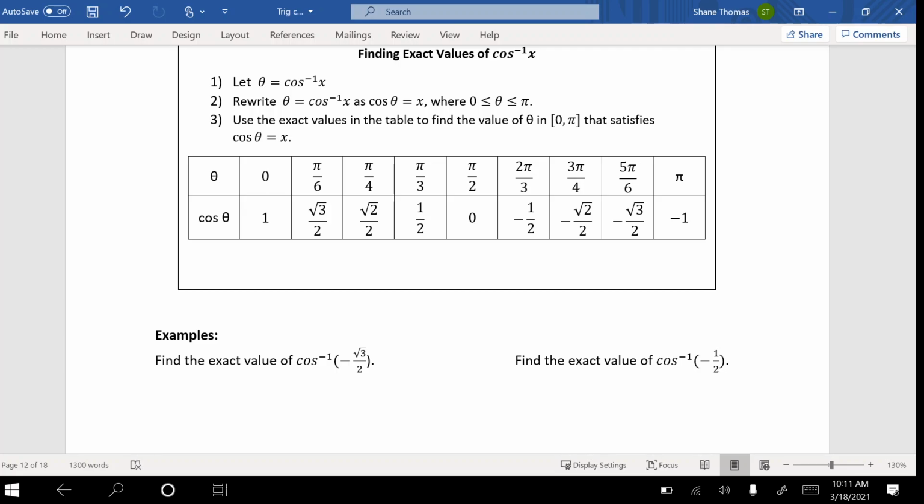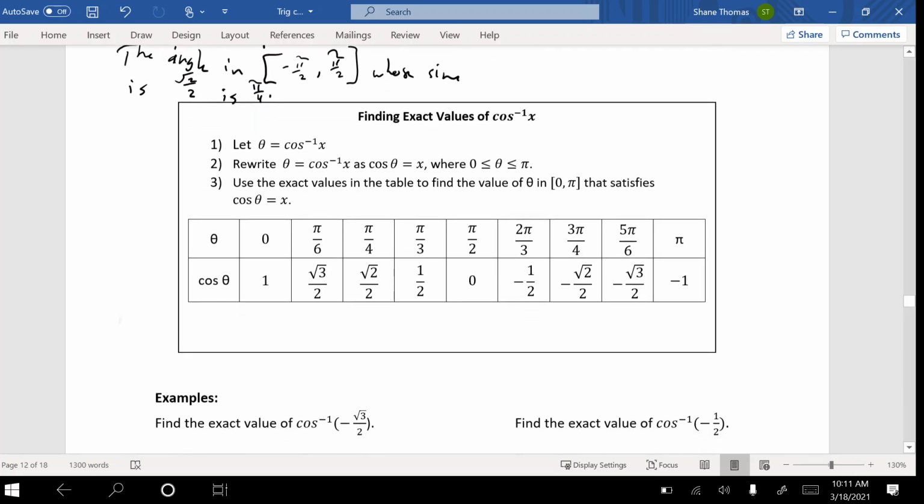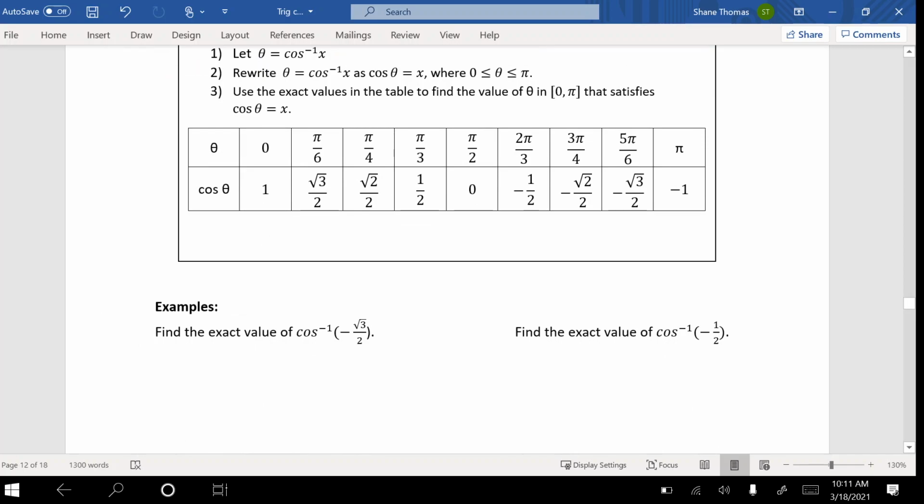So, look down here. Find the exact value of the inverse cosine of negative root 3 over 2. Where do you see that at? That guy at?